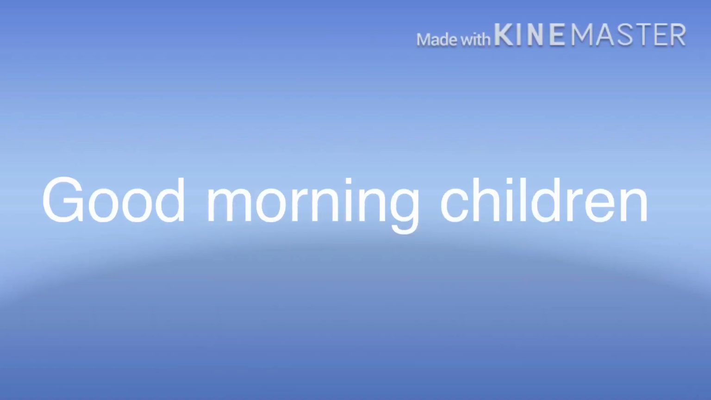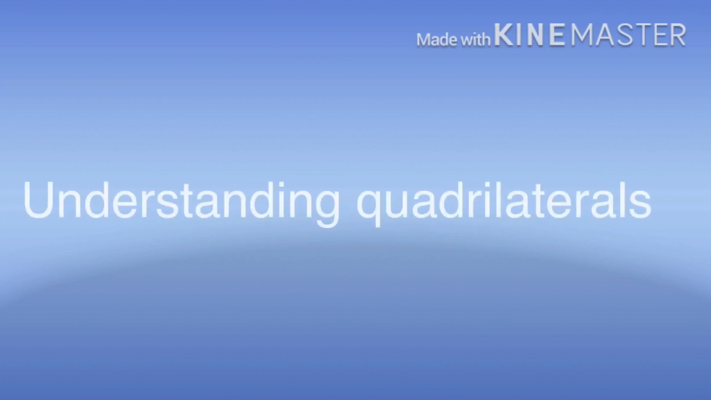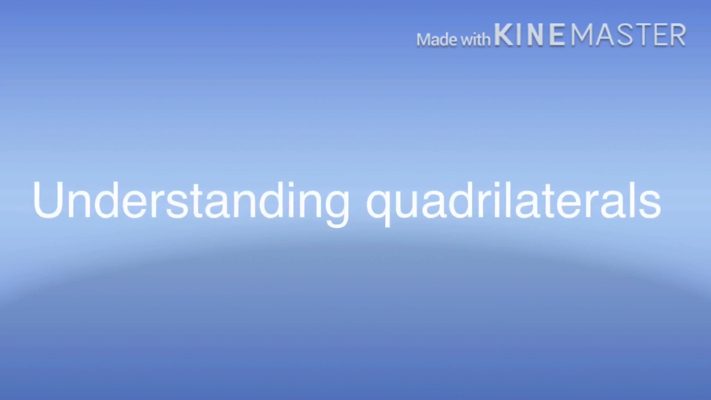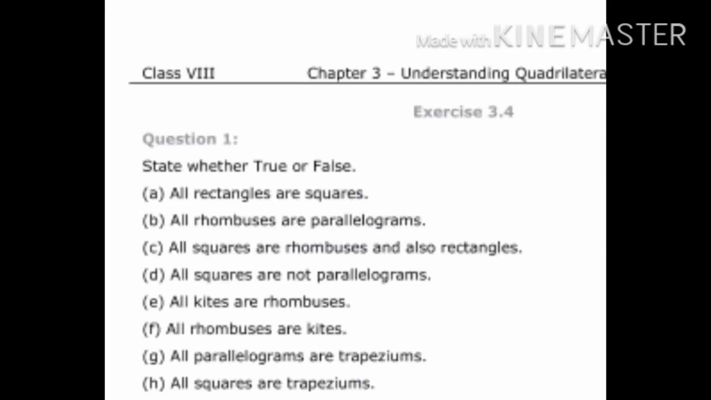Good morning, children. Today we are going to do exercise 3.4 of chapter number 3, that is understanding quadrilaterals. Now, children, I gave you exercise 3.4 question number 1, 2 and 3. First of all, I want to discuss all these questions. Now, question number 1 was state whether true or false. Number A was all rectangles are square. Now it is false because all squares are rectangles, but all rectangles are not squares.